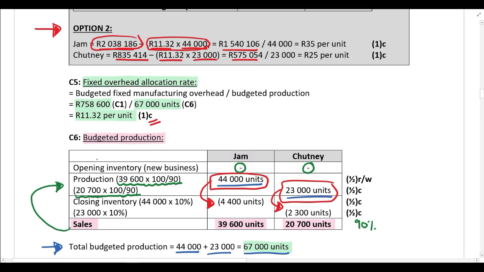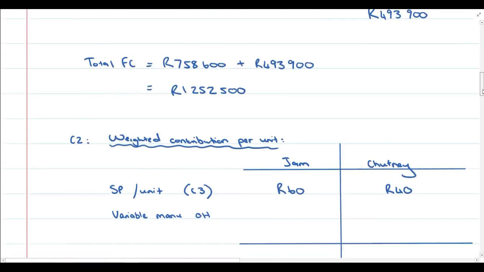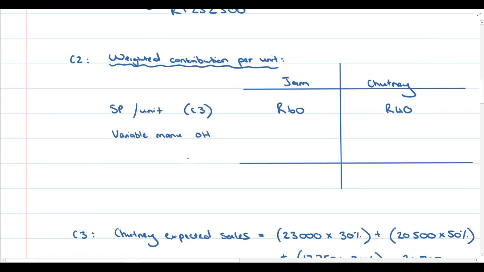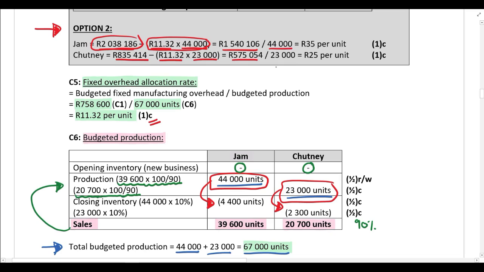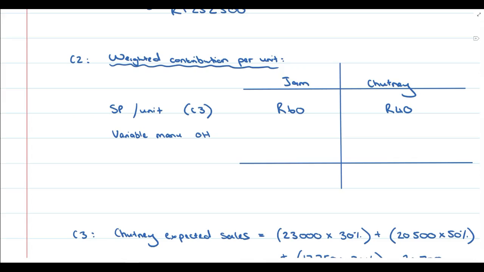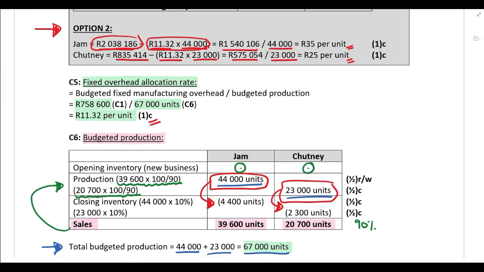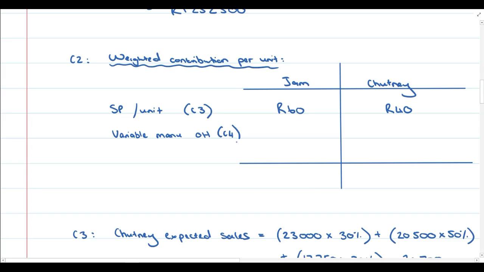And obviously, guys, we need the variable cost per unit because we are trying to calculate the contribution per unit. So we need this variable manufacturing overhead per unit. In order to get the cost per unit, you need to divide by budgeted production, and that will give you the cost per unit. So that's one way that you can perform the calculation. I'm just going to now include this in our calculation over here. Sorry, so that is calculation 4. For jam, the cost is 35 Rand per unit, and for chutney, it is 25 Rand per unit.